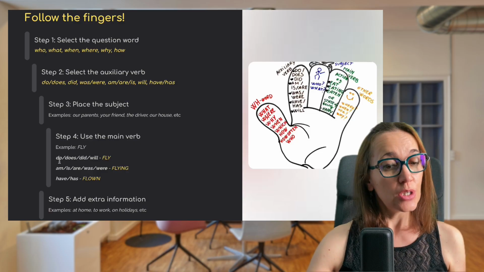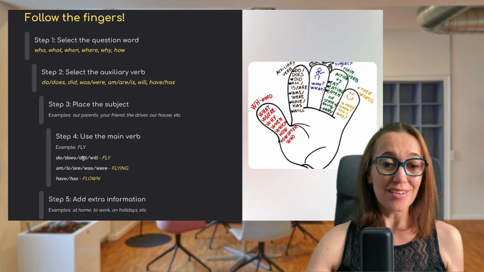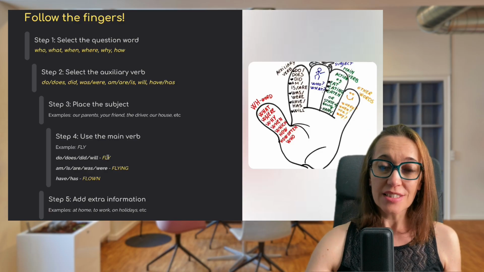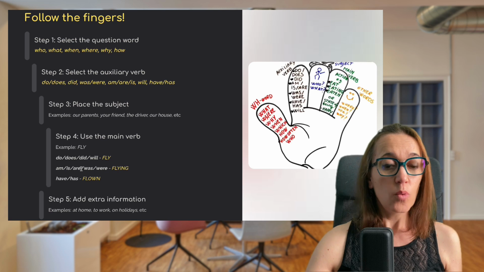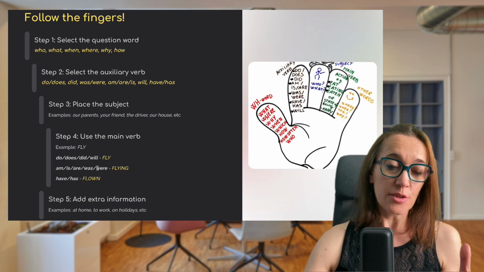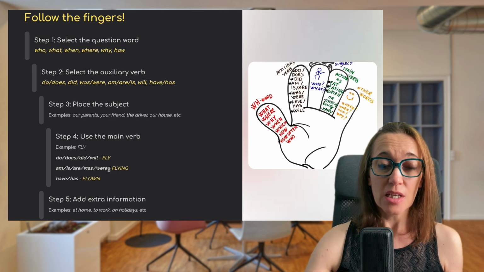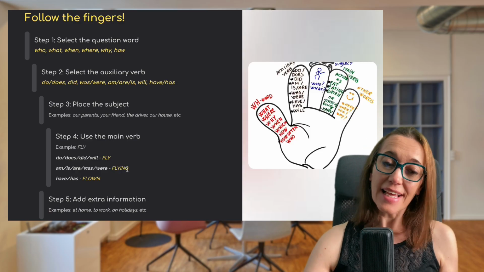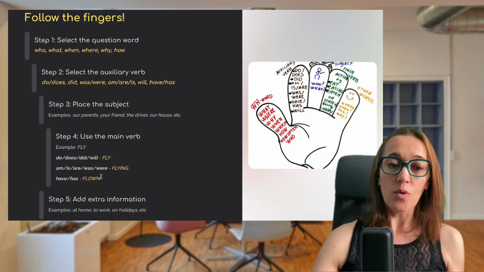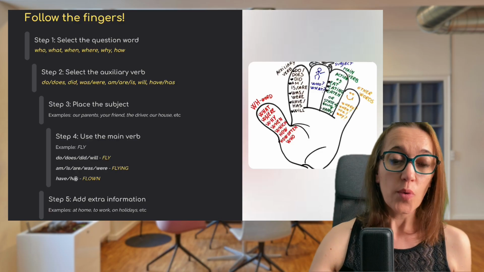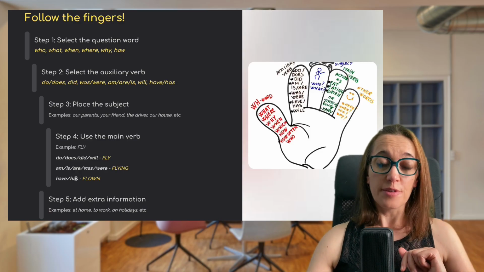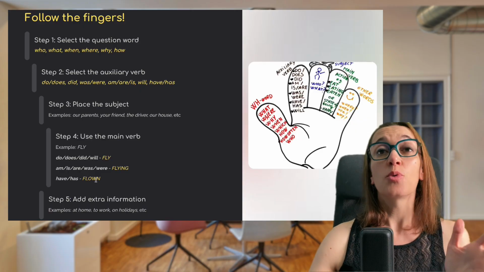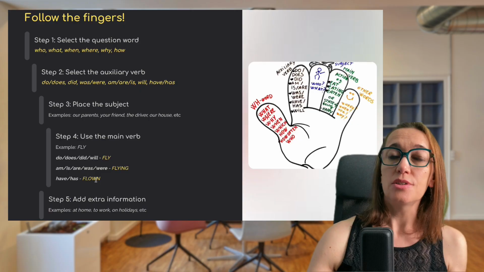Remember, if we use the auxiliary verb do, does, did, or will, we're going to use the infinitive, fly. If we are using the auxiliary verbs am, is, are, was, or were, that are the forms of the verb to be in present and past, the main verb is going to have the ending ing, like flying. And if we use the auxiliary verbs have or has, we're going to use the third form of the verb, like flown. Or if the verb is regular, we're going to say started or played.